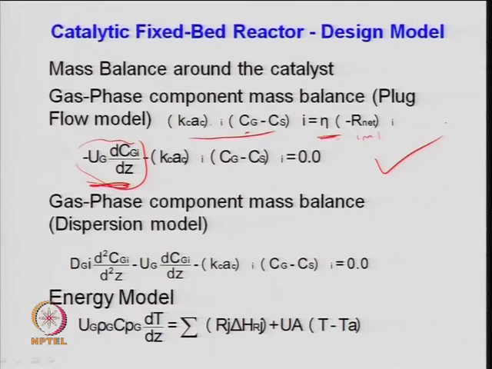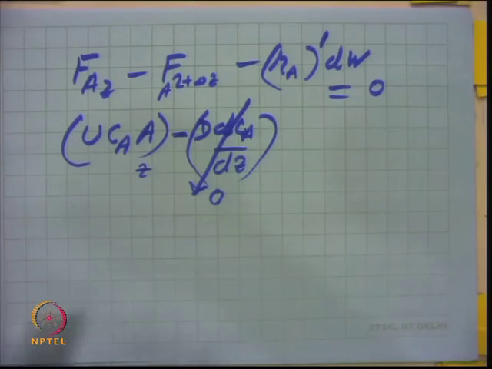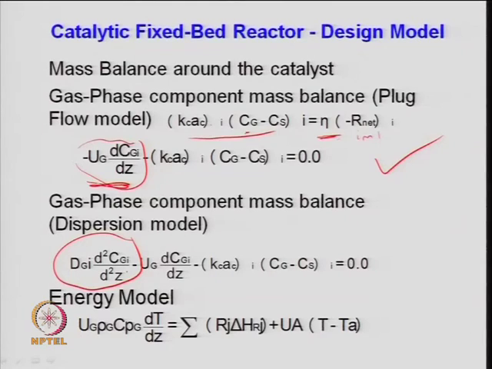And if you have a dispersion model, which I was talking about just now, you will have an additional term because of dispersion, right. So, dC_A by dZ at Z, and the same thing evaluated at Z plus delta Z. Ultimately you get D_G, the dispersion coefficient, times d²C_A by dZ², right.